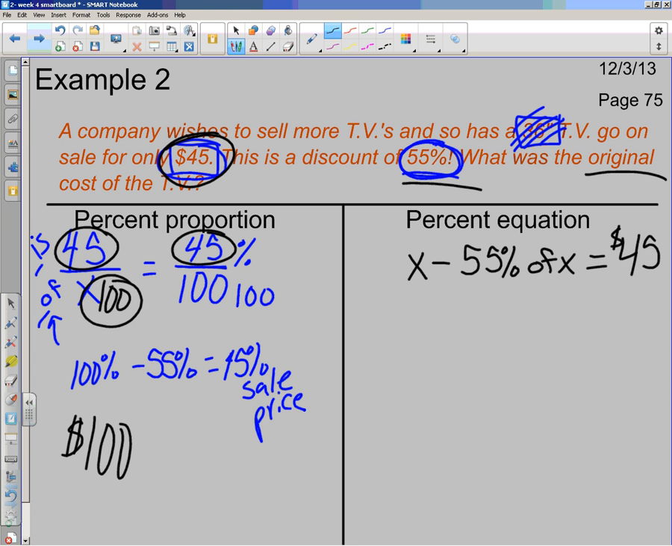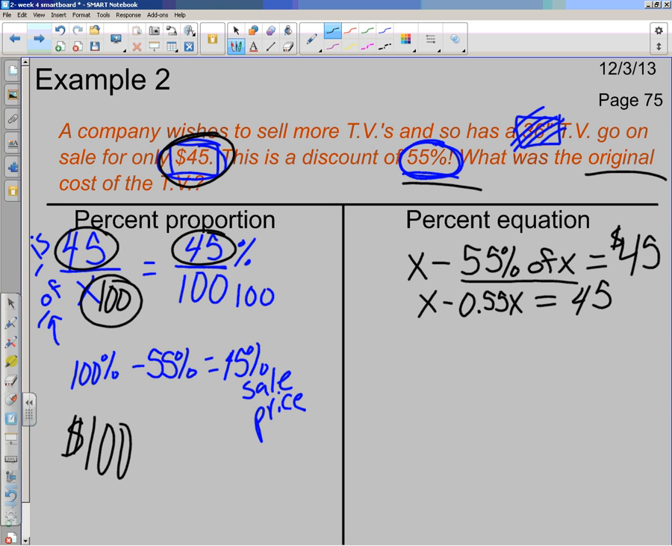Okay, well, let's translate that into some math we can actually do something with. Let's take this part, 55% of X, and rewrite that. 55% is going to be 0.55. "Of" is multiplication, and X. We can just put 0.55X. Bring down the 45, and then we have this right here.